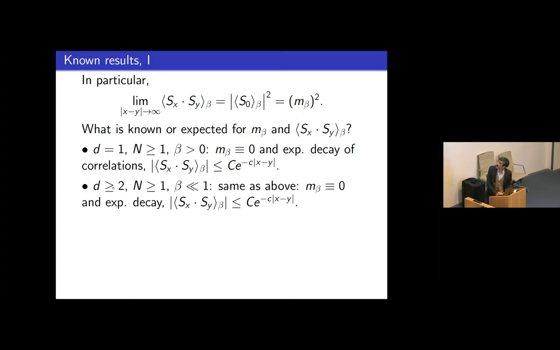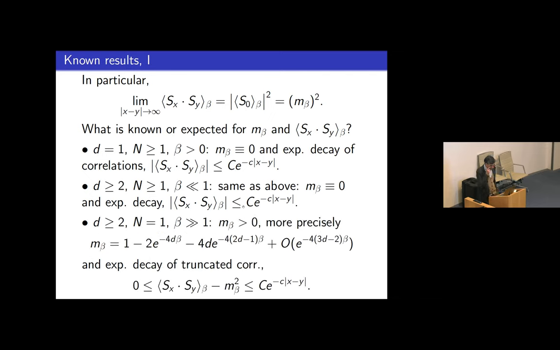What about higher dimensions? If we are in a higher dimension and temperature sufficiently large, inverse temperature sufficiently small, then for any number of components, same as above: zero spontaneous magnetization, exponential decay of correlation, unique infinite volume Gibbs state. So nothing particularly interesting happens in these settings.